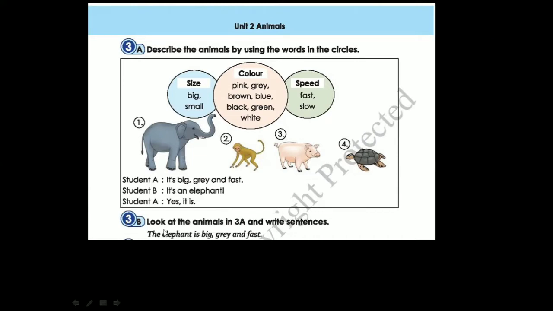So number 3B. Look at the animals in 3A and write the sentences. You have to look at the animals in 3A. After that, you have to write down the sentences. Okay, so I wrote down some examples here. For example, the monkey is small, brown and fast. Okay, how about the pig?